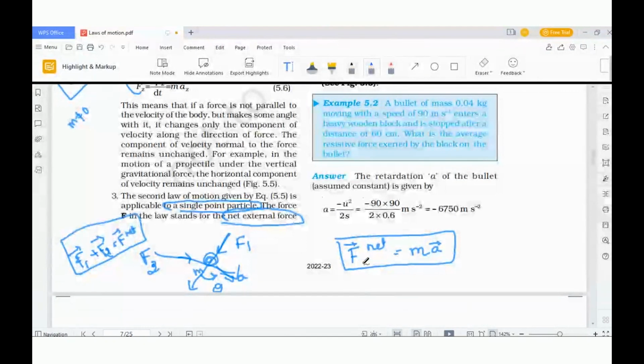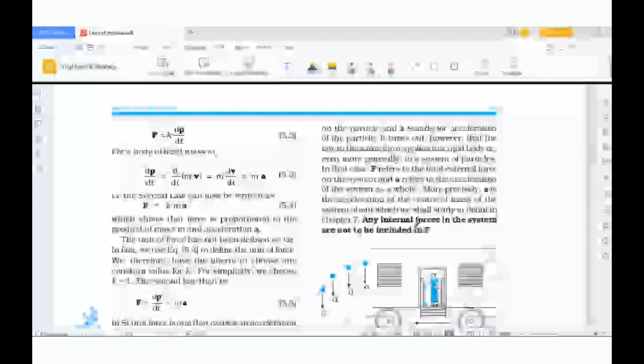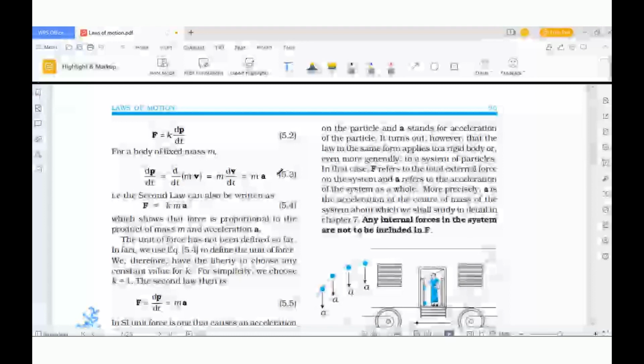Next, when we say F is equal to m into a, it is applicable only for the external forces, and a stands for the acceleration of the particle. It turns out, however, that the law in the same form applies to a rigid body, or even more generally to a system of particles.